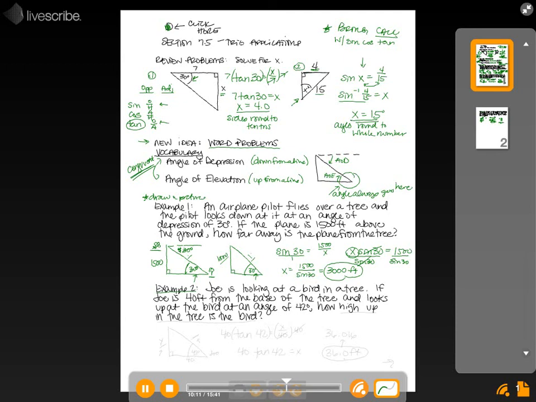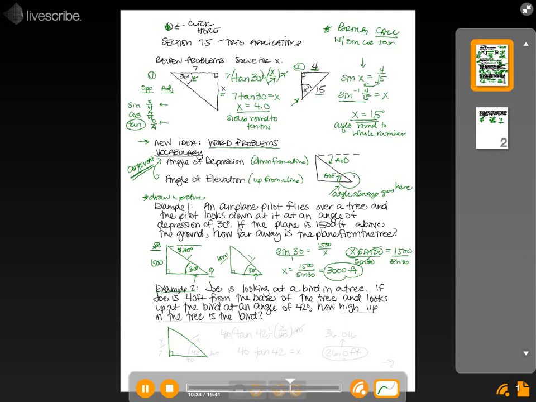Example 2 says, Joe is looking at a bird in a tree. If Joe is 40 feet from the base of the tree and looks up at the bird at an angle of 42 degrees, how high up in the tree is the bird? So we need to start with a right triangle. And again, you could make this more elaborate if you want. You could draw a tree with a bird and someone looking. But all you really need is a right triangle.